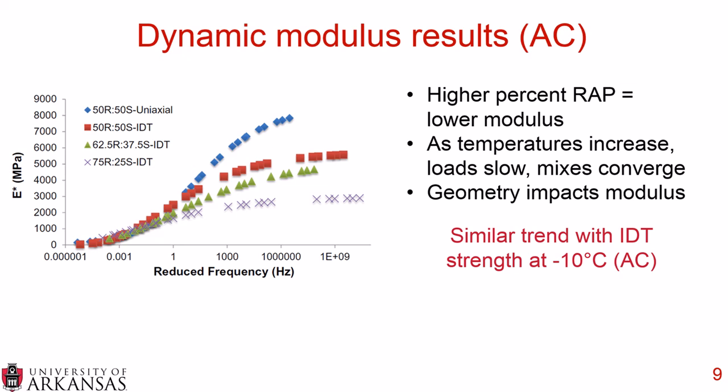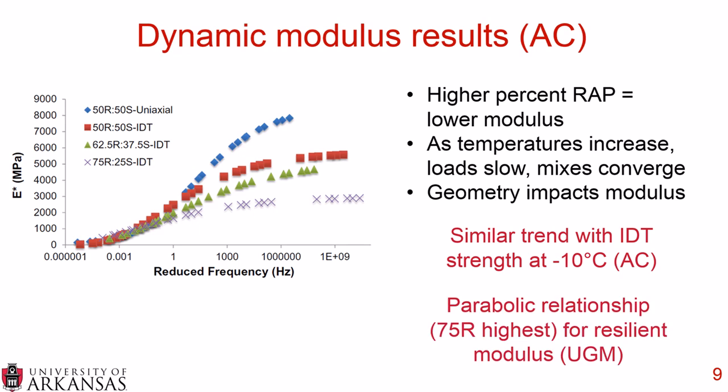There were similar trends to what we see here with the IDT strength at minus 10 degrees Celsius for the asphalt concrete. And then when you looked at the unbound granular material, it was actually a parabolic relationship where the 75% RAP had the highest resilient modulus. So this just gives you an idea of how, when you're just running the tests in the lab, you don't really see the same trends when you're treating FDR as a fully bound asphalt concrete material versus an unbound granular material or an aggregate base type material.